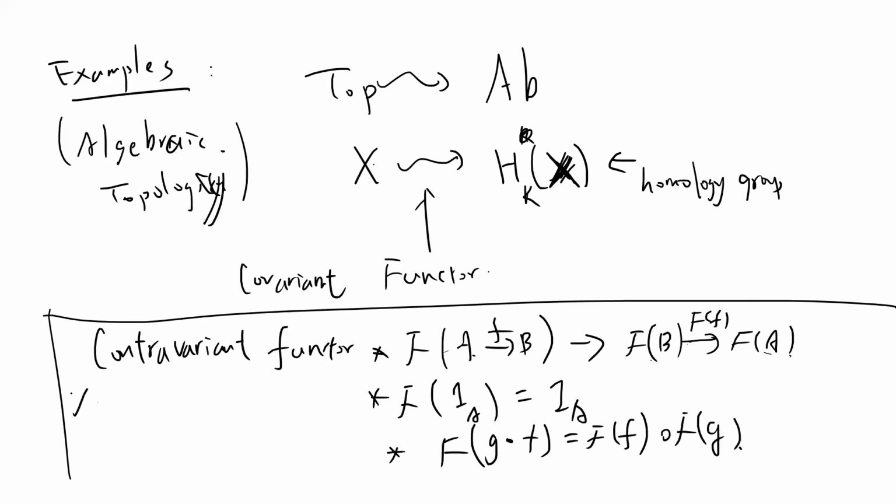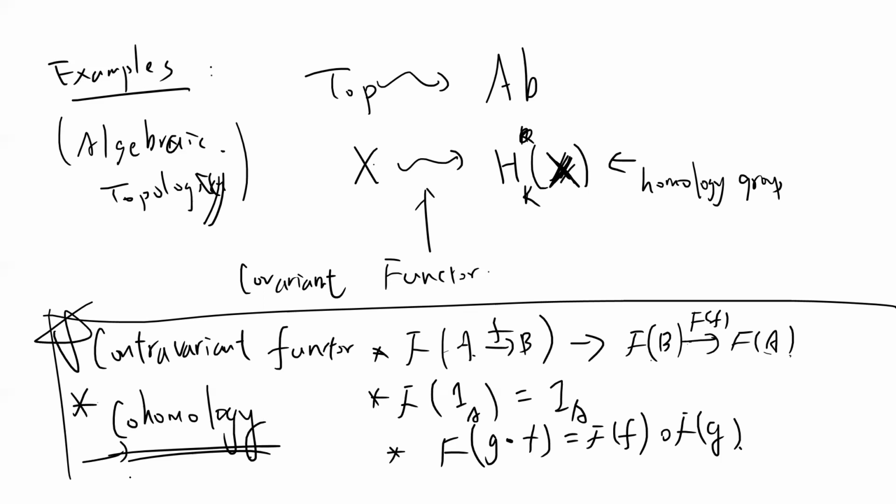Okay, so a very famous example is cohomology. This is a very large class of contravariant functors because there are various cohomologies, like singular cohomology, de Rham cohomology, or Čech, basically there are a lot of different cohomologies.